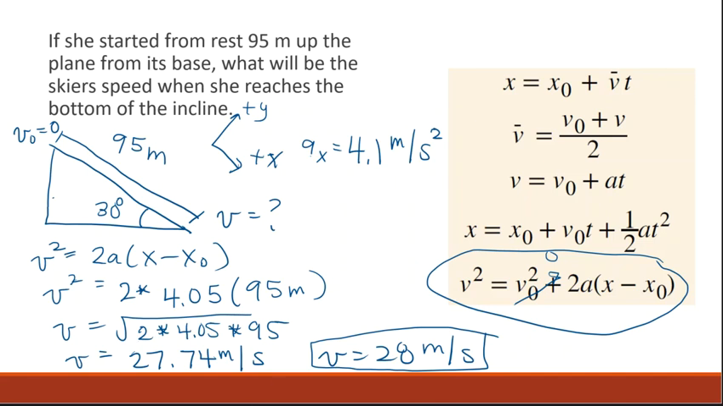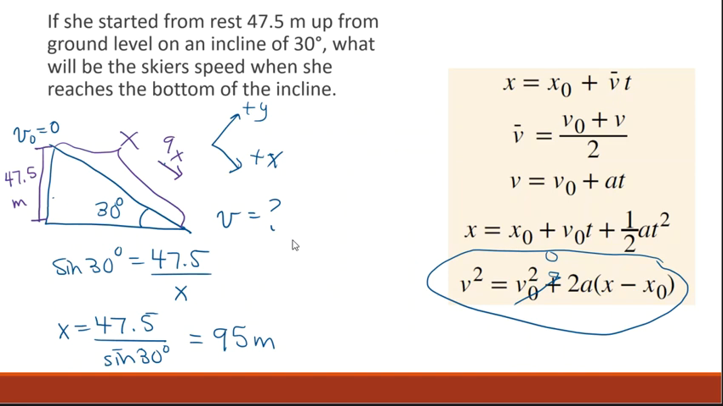Now I could have made the question like this also. If she started from rest 47.5 meters up from ground level on an incline of 30 degrees. So I'm talking about a distance up from ground level. So now I'm talking about this height here. Okay, and she's on an incline of 30 degrees. What will be the skier's speed when she reaches the bottom of the incline?